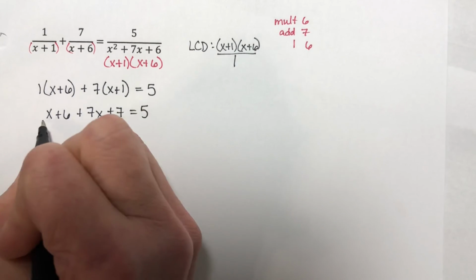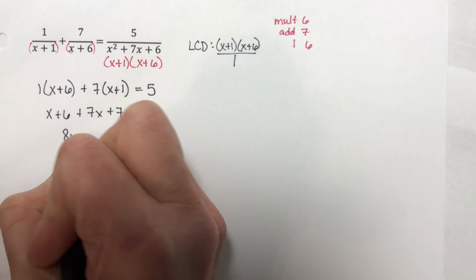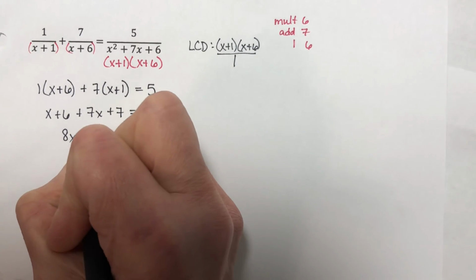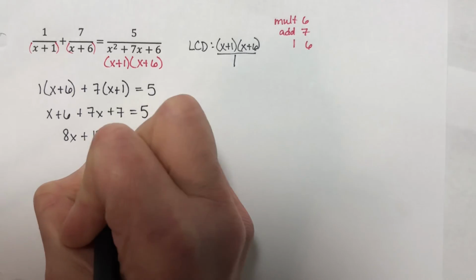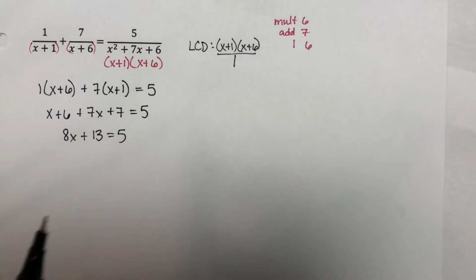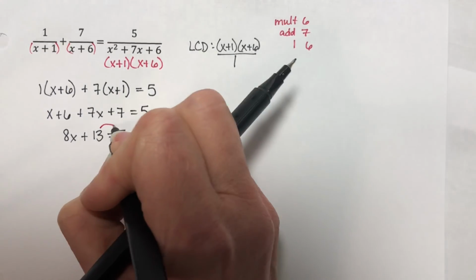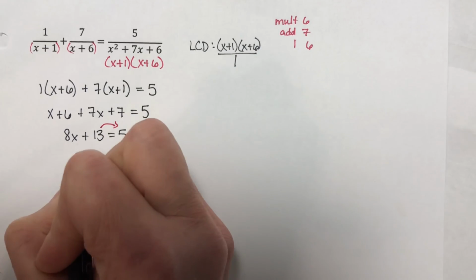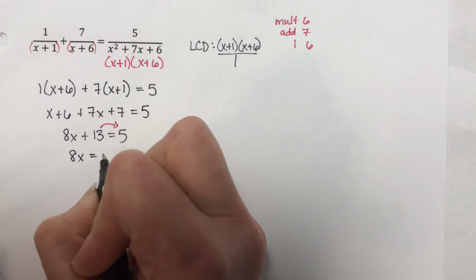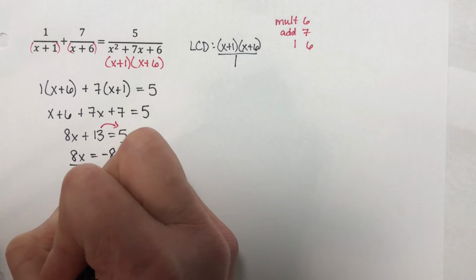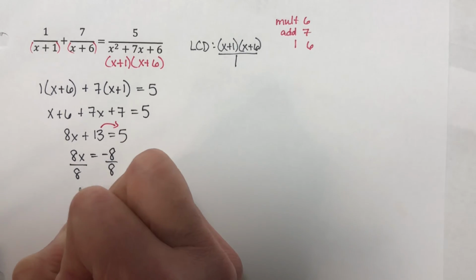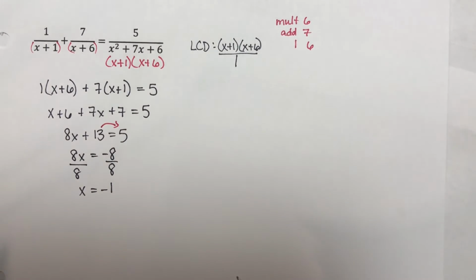Combine like terms here. x plus 7x will be 8x. 6 plus 7 is 13. And that's equal to 5. Subtract 13 from both sides. 8x is equal to negative 8. Divide both sides by an 8. And we get that x equals negative 1.